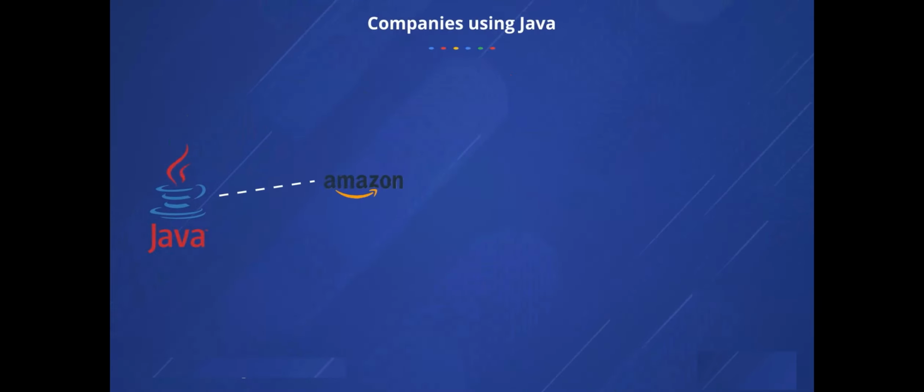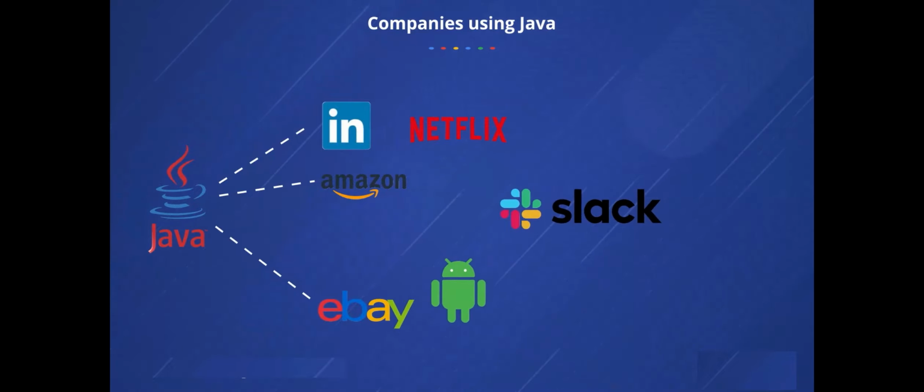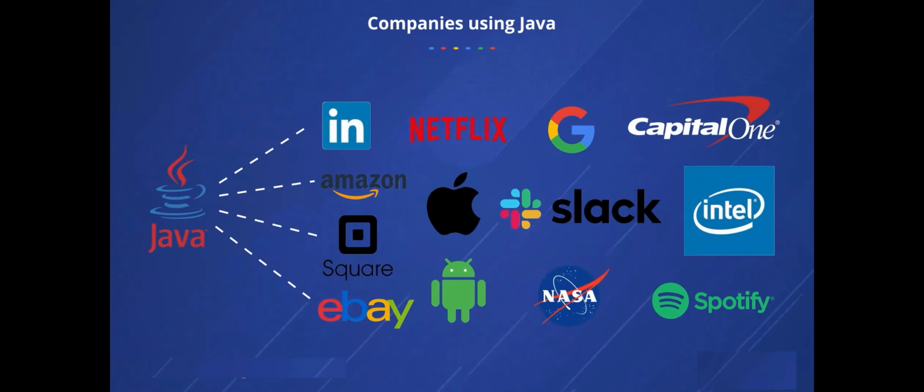Now, who are all using it? Like I already mentioned, Amazon is using it. Most of the LinkedIn stuff is built in Java. eBay, Netflix, Slack, Android, Spotify, Google, Capital One. Here, if you see, a lot of them are mentioned. And in fact, a lot of other users are startups.